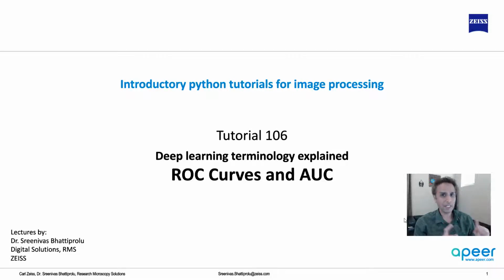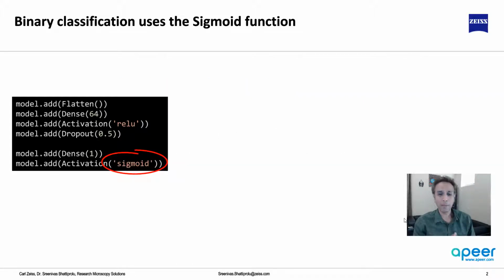But let's finish this series off about deep learning terminology by quickly understanding what ROC curves mean and what AUC is. And this can be very useful in binary segmentation. So let's jump in to see exactly what these mean. But first, let's look at binary classification.